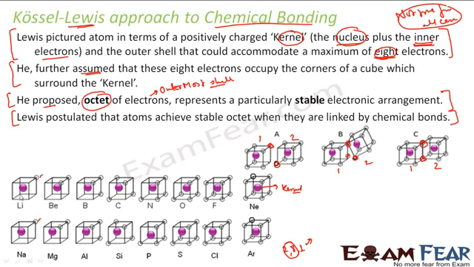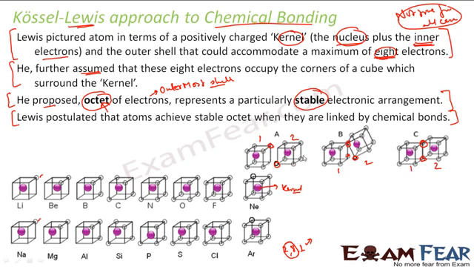He assumed that there is something called the kernel, which has the nucleus plus inner electrons, and the outer shell can have minimum 1 and maximum 8 electrons, right? And he assumed that this kernel is surrounded by a cube-like structure, and the 8 corners of the cube are occupied by these outermost electrons. Each and every atom wants to attain this stable configuration. By stable configuration, he means an octet of electrons in the outermost shell, and this they can achieve by sharing of electrons in the chemical bond.